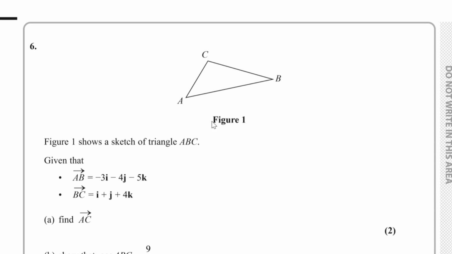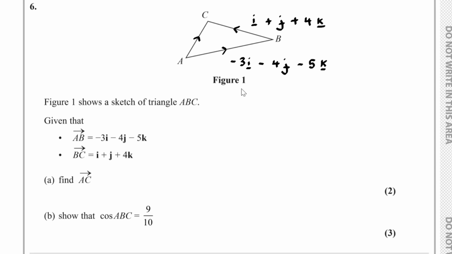Question number 6. Figure 1 shows a sketch of a triangle ABC. We're given that AB is equal to minus 3i minus 4j minus 5k. We are also given BC equals i plus j plus 4k. We have to find the vector AC.